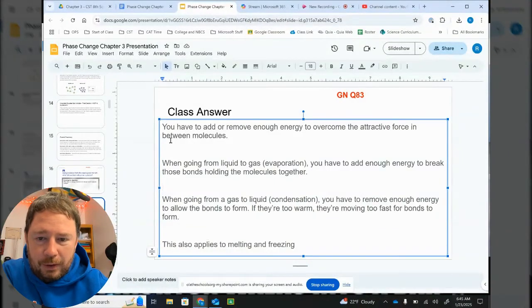So write these three things down, and then keep in mind this also applies to melting and freezing. So you could put like melting right here and freezing right here as well. So go ahead and pause and complete this in question 83 under class answer.